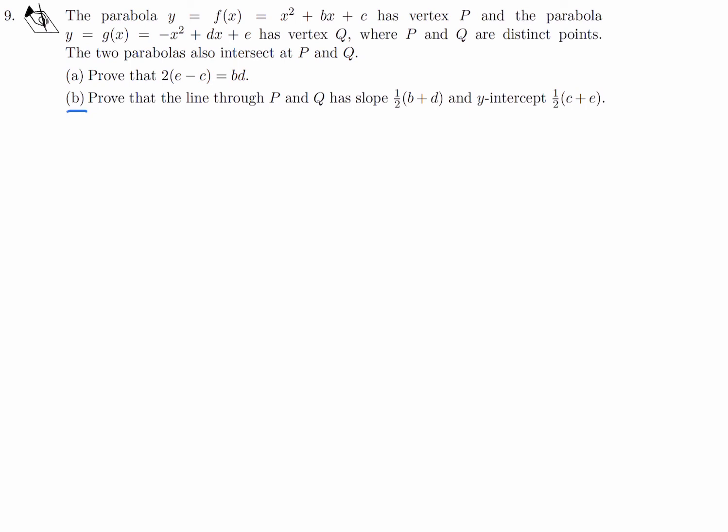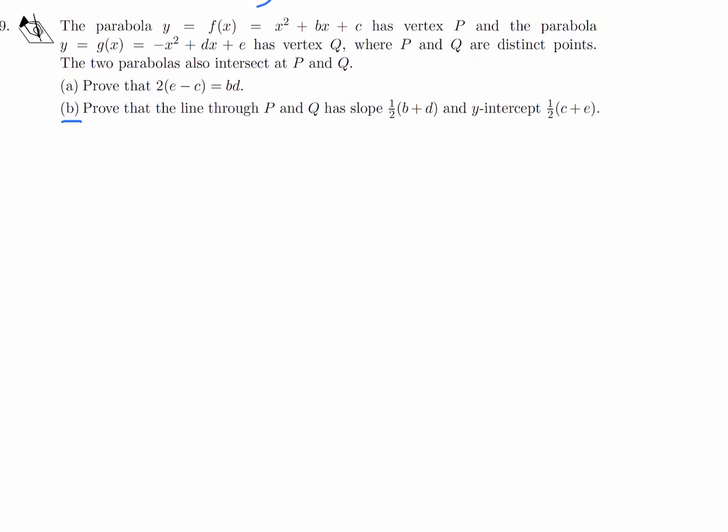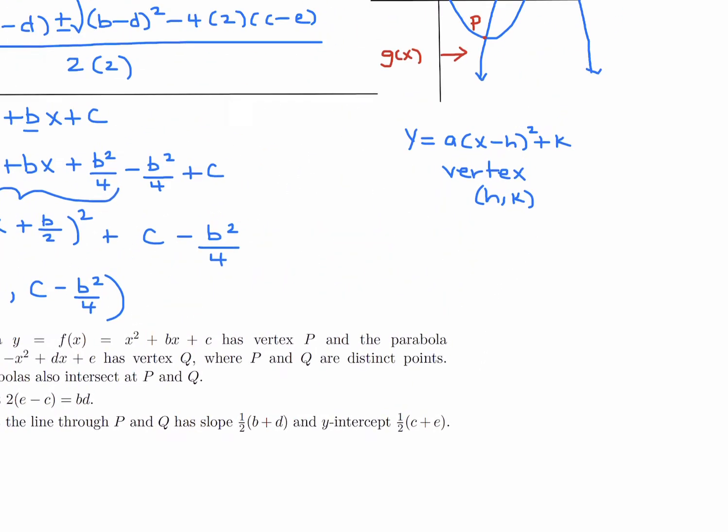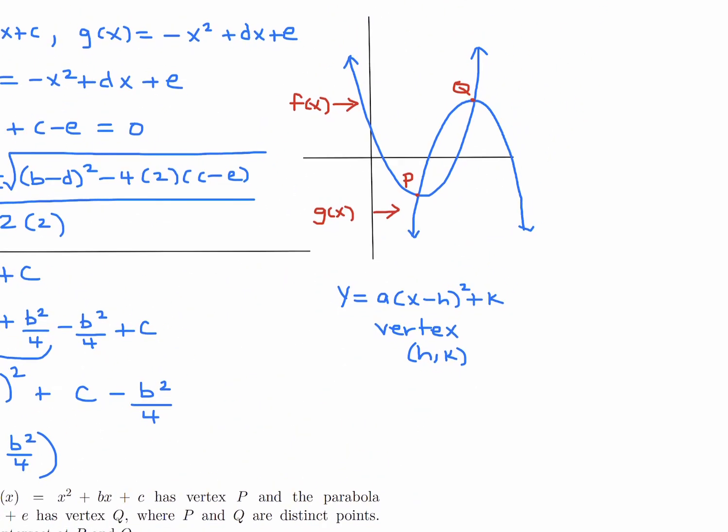Part B, prove that the line PQ has a slope of 1/2 (b plus d) and a y-intercept of 1/2 (c plus e). Let's go back to the diagram. Line PQ, that would be a line connecting P through Q. So basically a line like this. This line is what I have to work with.